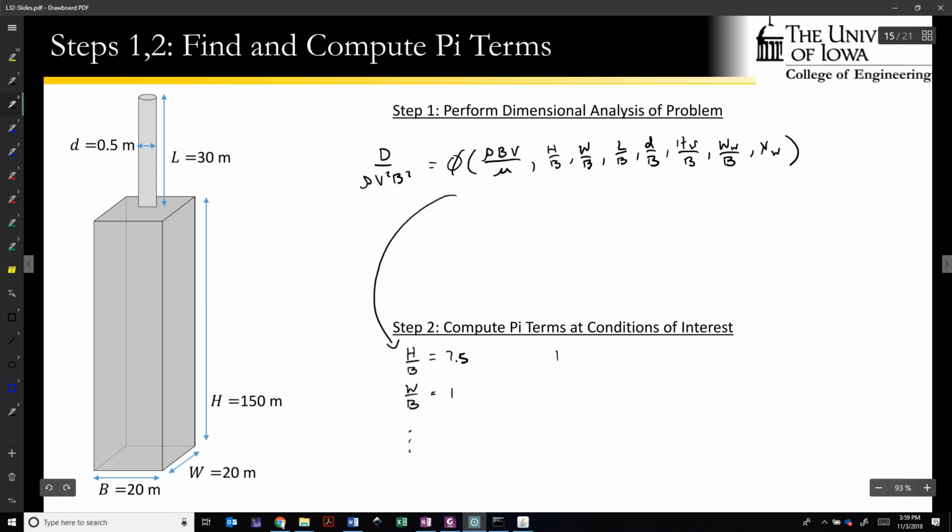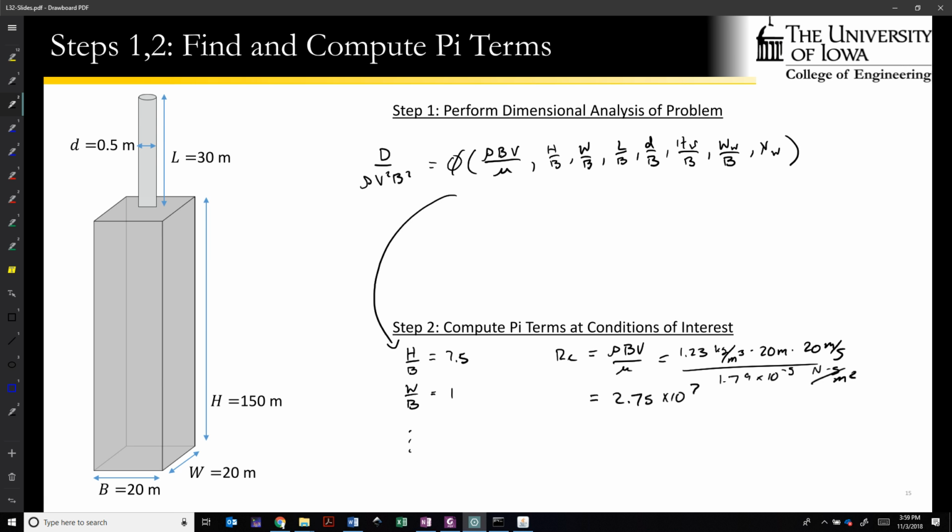our Reynolds number, which is rho b v over mu, is the density of air, 1.23 kilograms per meter cubed, times 20 meters times 20 meters per second, over 1.79 times 10 to the negative fifth newton second per meter squared, equals 2.75 times 10 to the seventh. And you can go ahead and find a numerical value for all of these different terms.